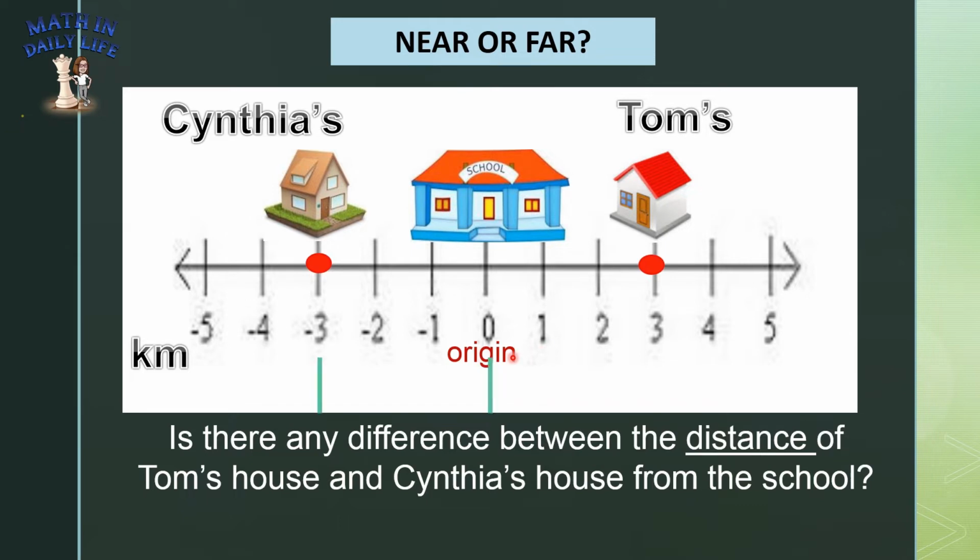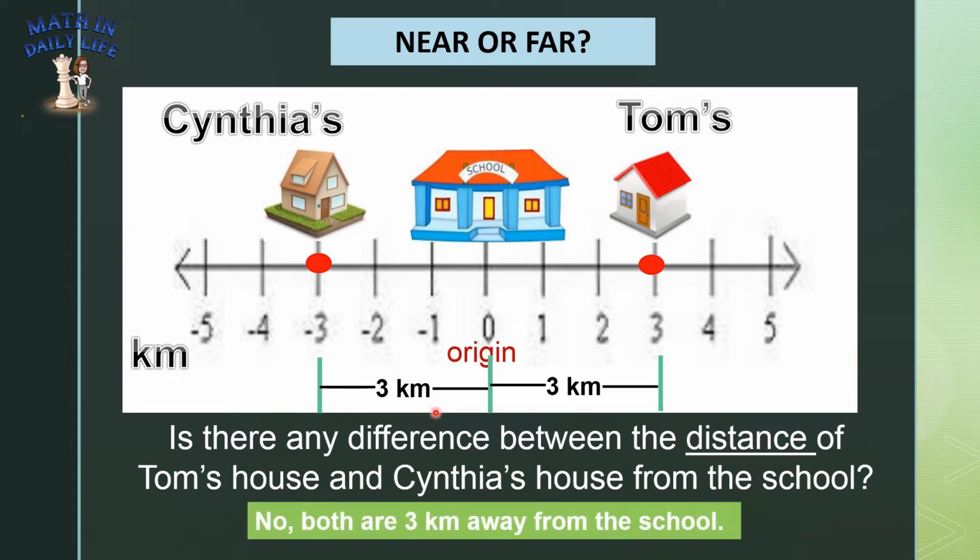But when we determined the distance earlier, we just obtained 3 kilometers here. That's the distance of Cynthia's house, while Tom's house also has a distance of 3 kilometers from the school. So, it's clear that there is no difference between the distances of the two houses. They are both 3 kilometers away from the school. The only difference is the direction, right? But the distances are the same.